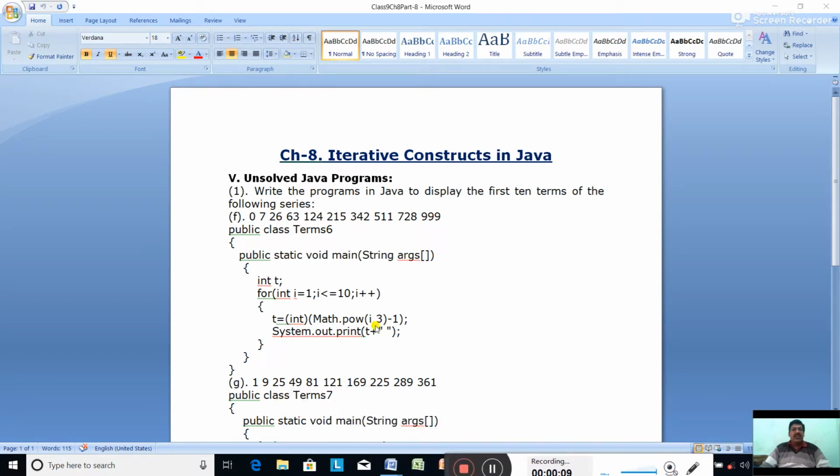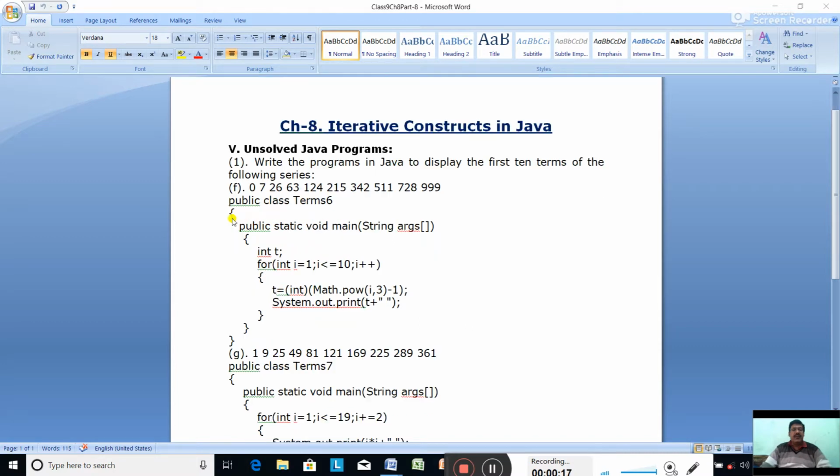Question number 5.1. In our last class we have already discussed A, B, C, D, E. Now we are going to discuss question number F. The terms are 0, 7, 26, 63, 124 like this. So how is this series generated? See carefully.